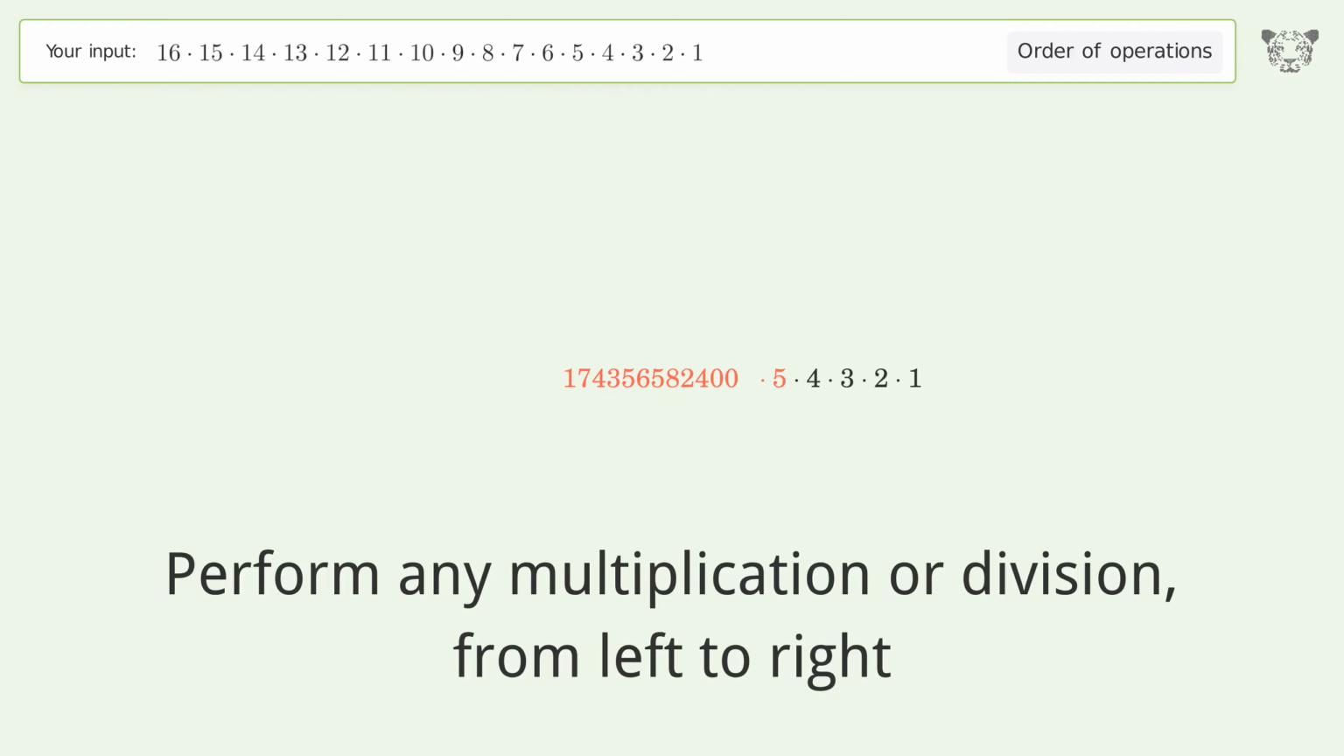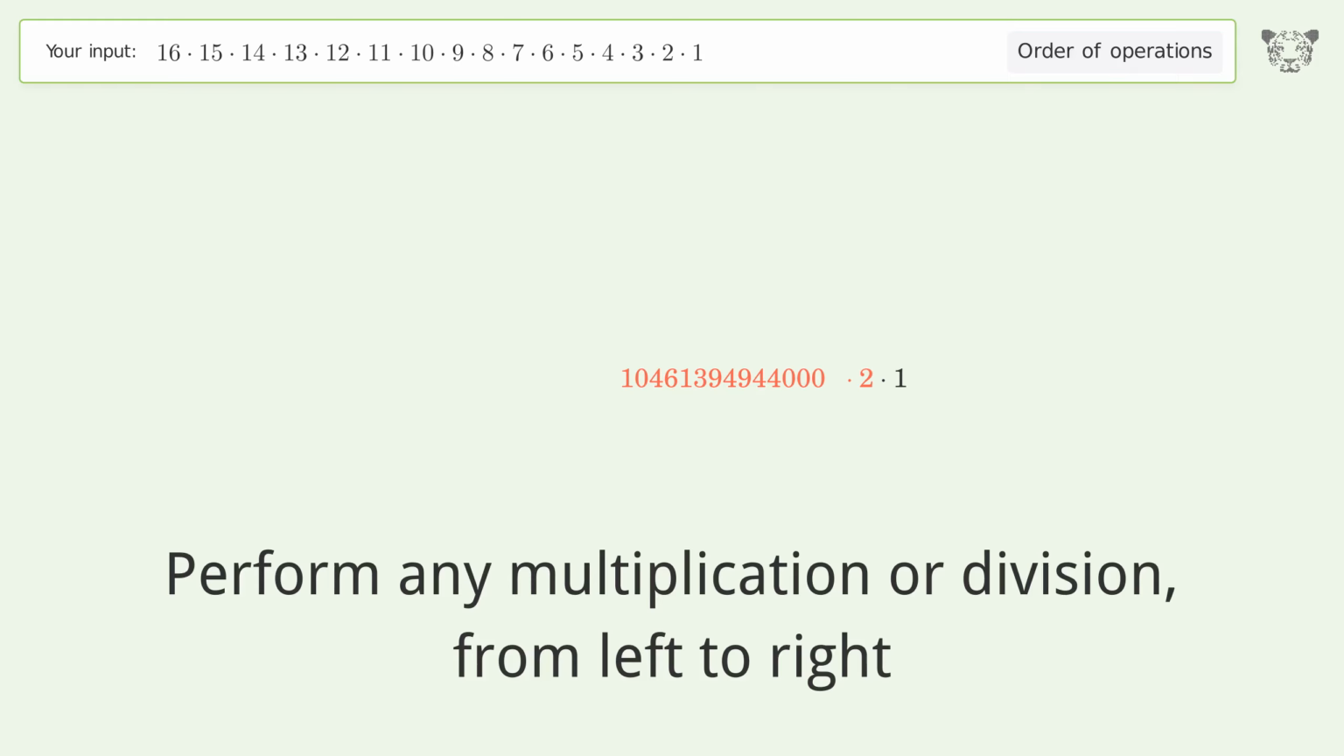174,356,582,400 times 5 equals 871,782,912,000. 871,782,912,000 times 4 equals 3,487,131,648,000. 3,487,131,648,000 times 3 equals 10,461,394,944,000.